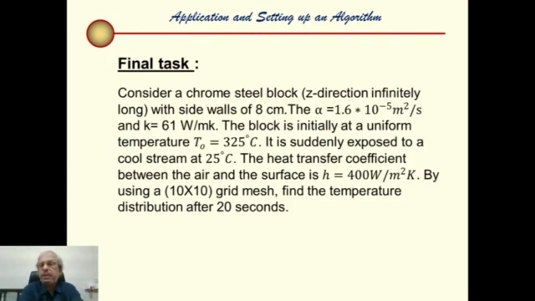So after you choose any value, you can take 2 seconds or 4 seconds, but for each 2 seconds or for each 4 seconds, you have to progress through a time step of delta t by 2 from n to n plus half, then n plus half to n plus 1. Then that will be the initial value. From there again n plus half and n plus 1. So this way, after 20 seconds, what is the temperature distribution on the block? That means the temperature at all 100 points, 10 into 10 grid mesh, you have to find out and submit.